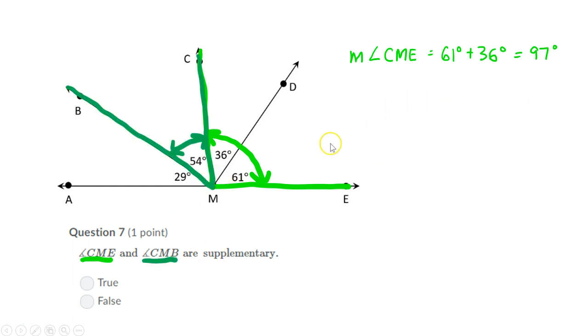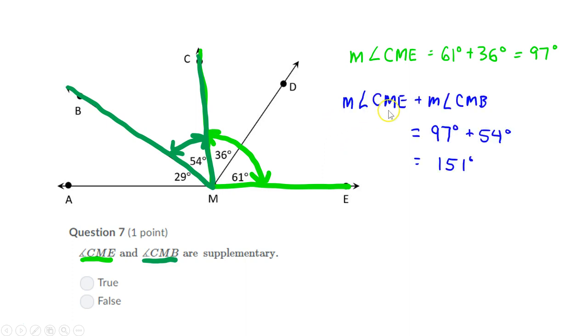To be supplementary, I'm going to see if they actually total 180. When I add those together, I get 151 degrees, which unfortunately is not 180 degrees. So they're not supplementary. Make sure you know those definitions and how to determine that. And also don't get trapped into certain situations. In a lot of situations we deal with supplementary and complementary angles, they always have the two angles being adjacent to each other. They don't have to be adjacent to be supplementary or complementary.